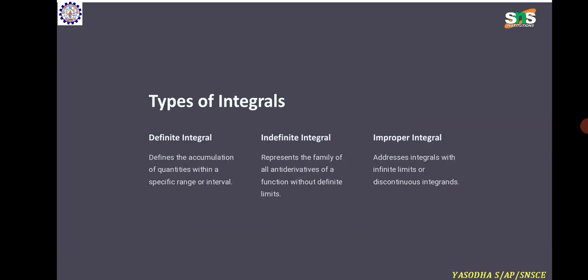Next, types of integrals. There are mainly two forms of integrals. One is definite integrals, an integral of a function with limits of integration. In indefinite integrals, it is an integral of a function when there is no limit for integration. It contains an arbitrary constant. And one more, improper integral. It addresses integrals with infinite limits or discontinuous integrands.